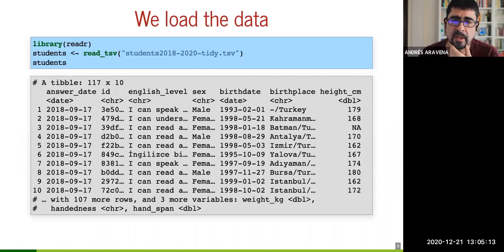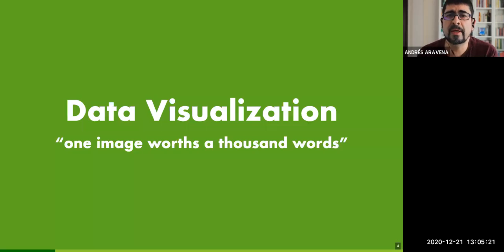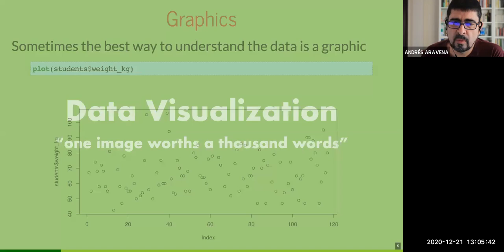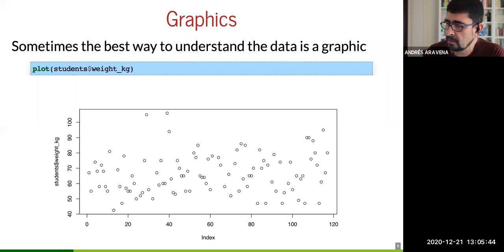Again, we are working with the same data. Just to remind you, the basic idea is that one image is worth 1,000 words. There are things that you can see visually much better than you can with text. Or at least people would like to have an idea of what is happening. Working with the student data, I'm working with the weight, for example. So what is the format here?